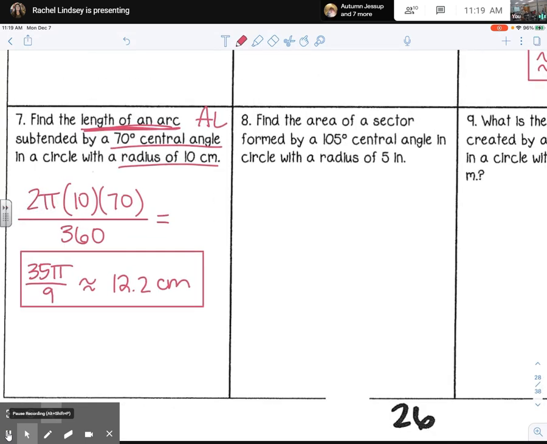Next one says find the area of a sector, so we're looking at sector area. It says formed by a 105-degree central angle and with a radius of 5. So pi times radius squared times the angle over 360.